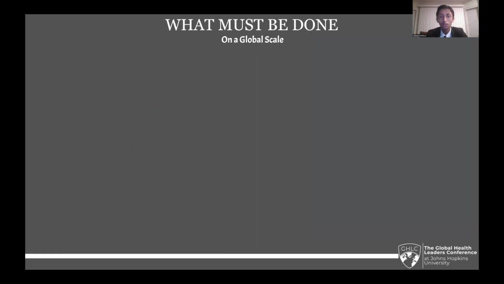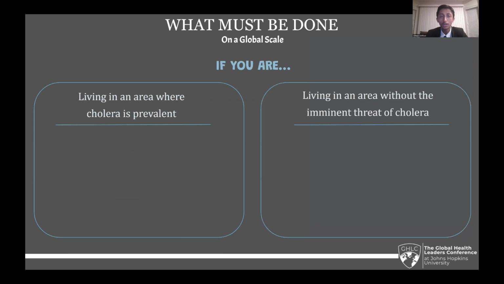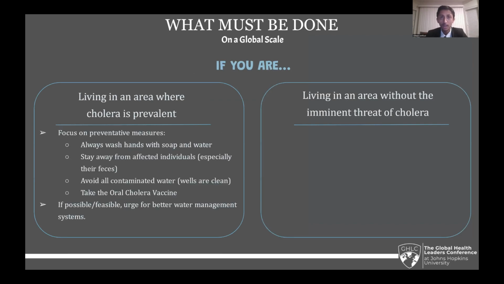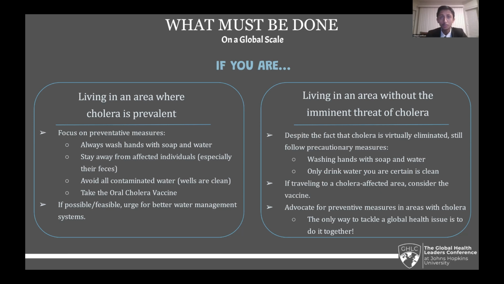We all have a role to play in this process. If you are someone living in a cholera-prone area, prevention is the best choice, including avoiding seafood and contaminated water, washing your hands, taking the oral cholera vaccine, and avoiding affected individuals. If you are living in an area where cholera is rare, it is still important to follow preventative measures, especially when traveling to a cholera area. Make sure to advise such preventative measures in these areas if you can, in order to help spread the word.